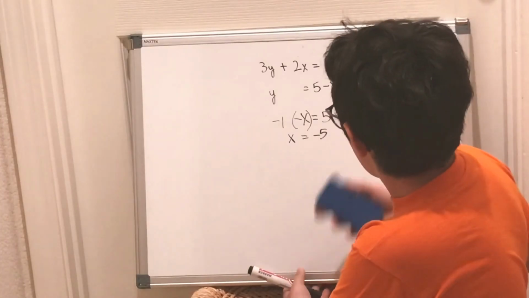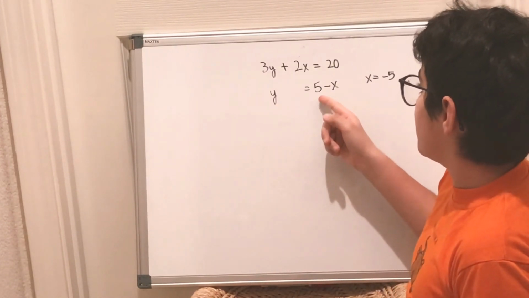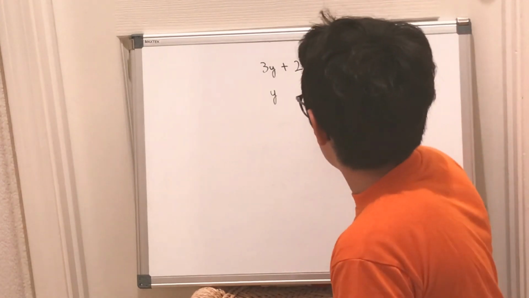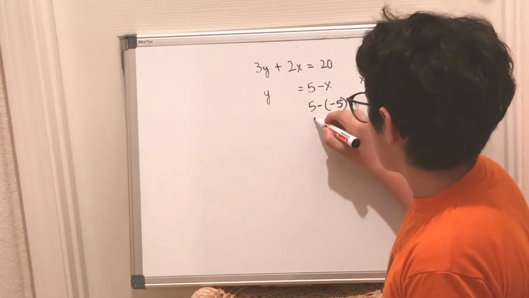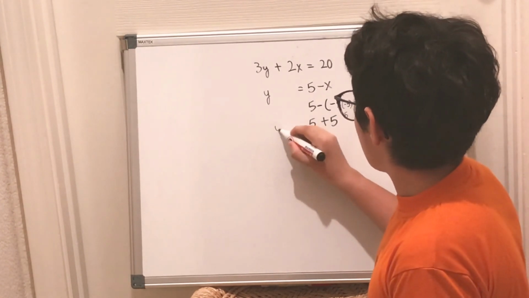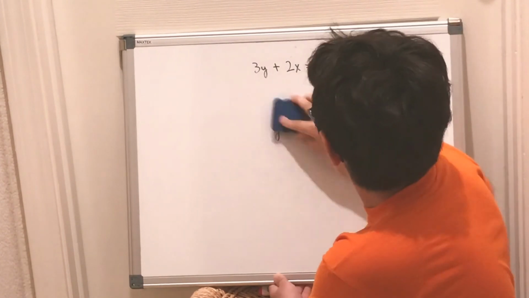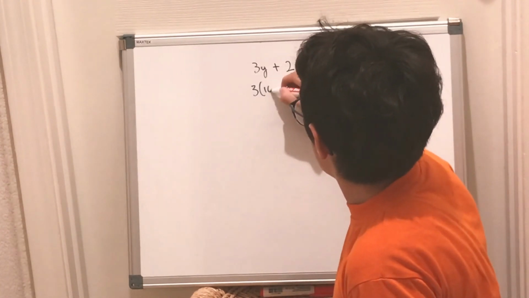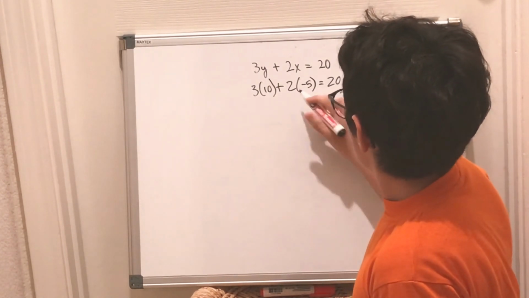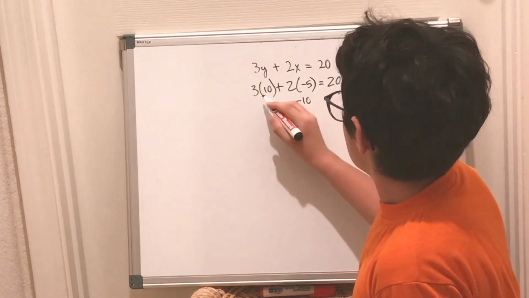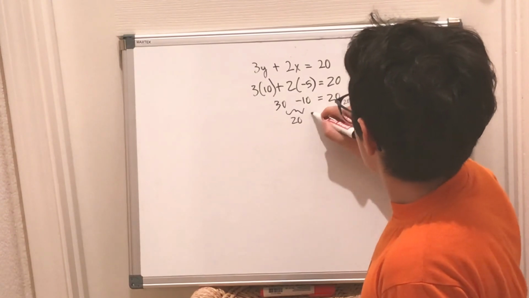Okay, that's good. And now we have to find y. Y is simply 5 minus x. So that's 5 minus negative 5, and it just becomes 5 plus 5 in the end. Y equals 5 plus 5, and y is 10. Y equals 10. So 3 times 10 plus 2 times negative 5 equals 20. And that is true, because 2 times negative 5 is negative 10, and 30 minus 10 is 20. So 20 equals 20.